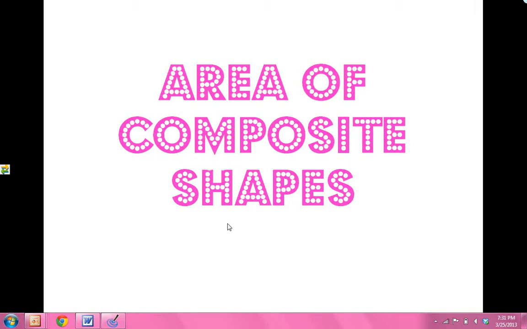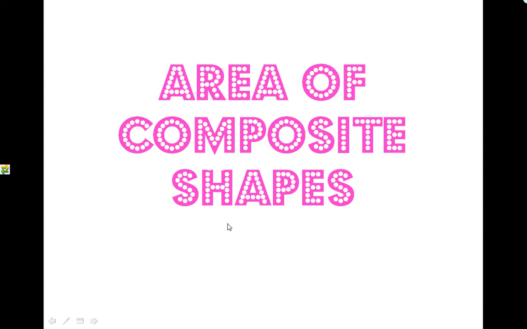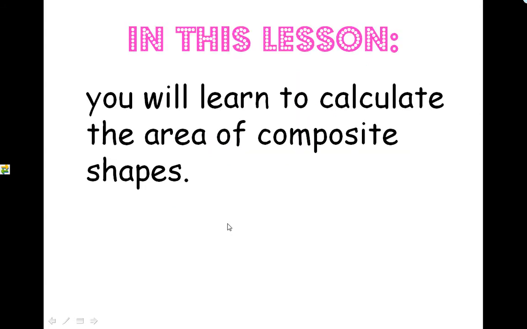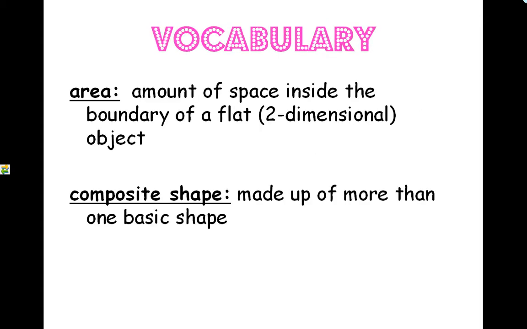Today you'll be learning about the area of composite shapes. In this lesson, you will learn to calculate the area of composite shapes. So, just a reminder, the area is the amount of space inside the boundary of a flat, two-dimensional object.